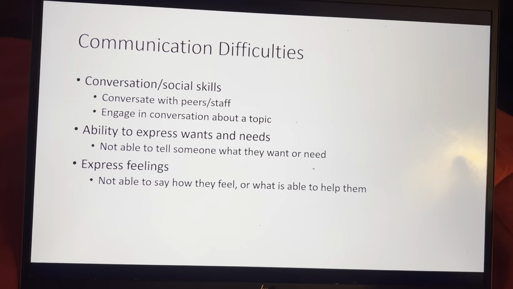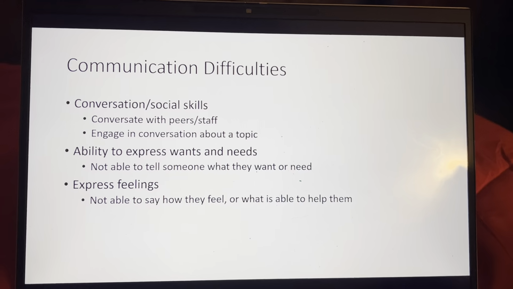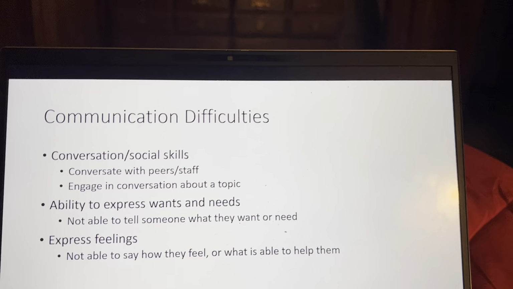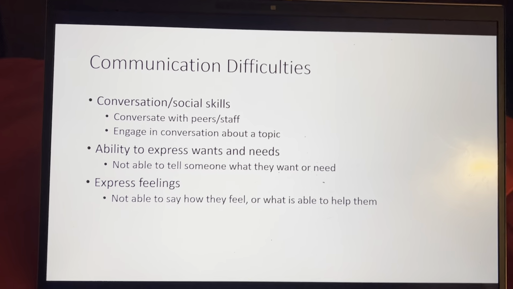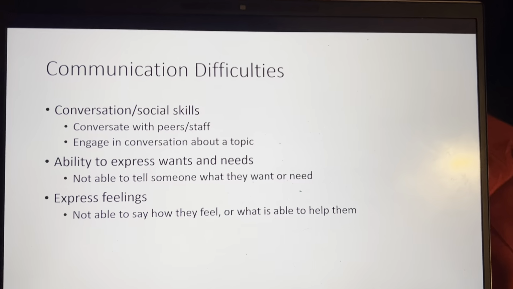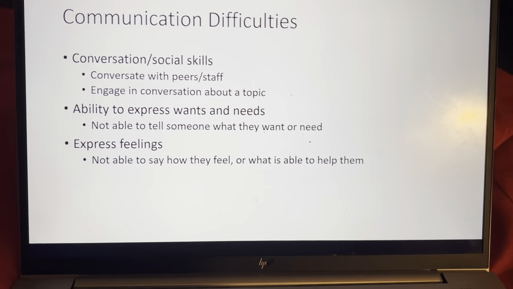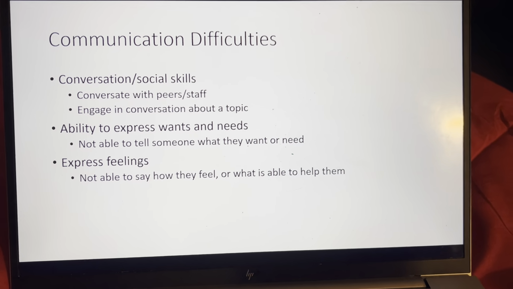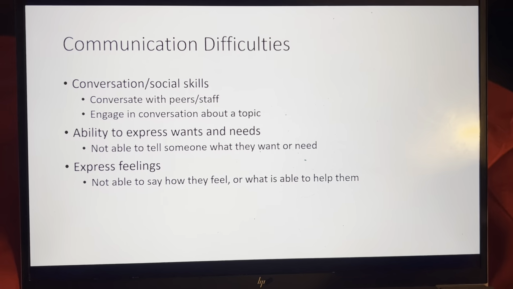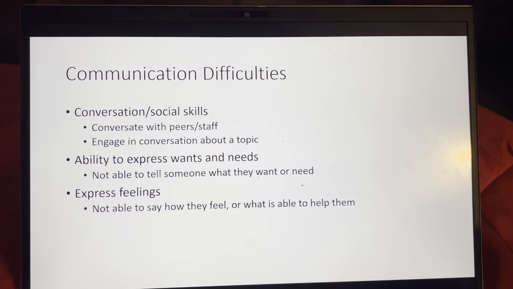Communication difficulties. In students with autism spectrum disorder, they might have difficulty having a conversation or creating social skills with somebody else. An example might be if they're playing a game and they need to understand the directions to the game. When they can't communicate the right way, they have no way of expressing to the people that they are playing with that they need help, or they need to understand the rules, or they don't understand the rules. It's hard for them to engage in that topic of conversation.